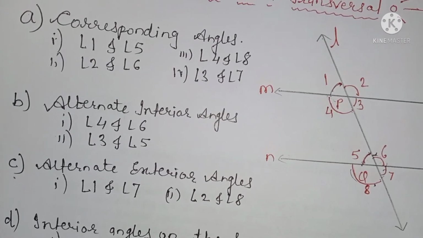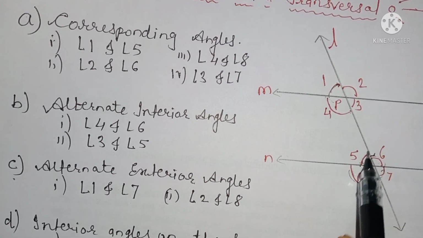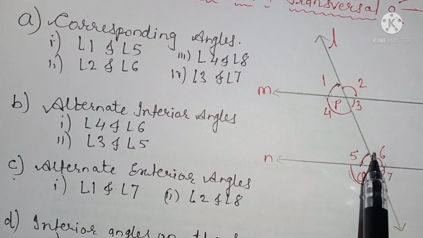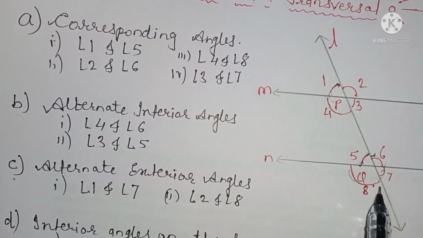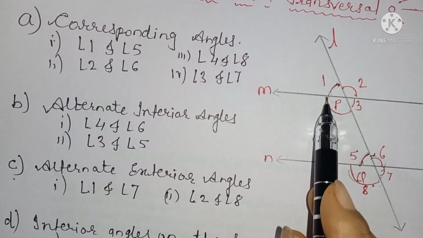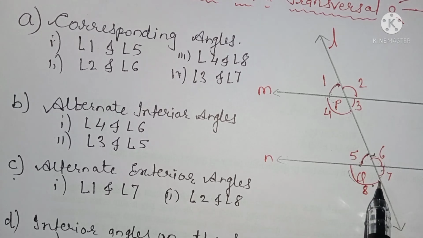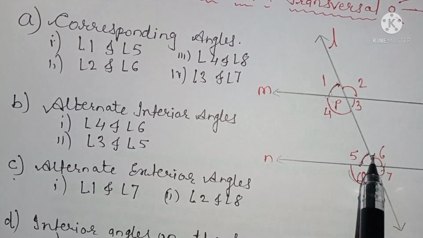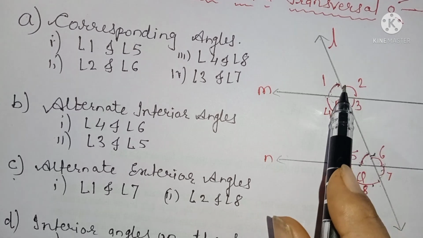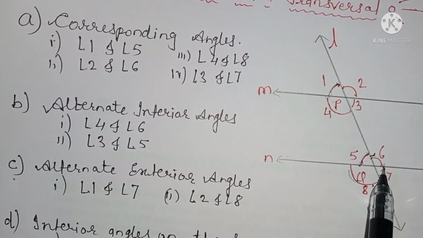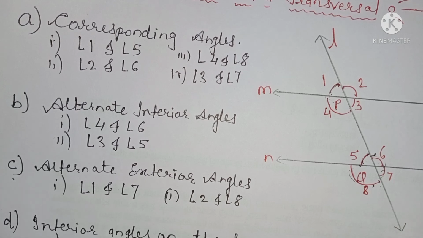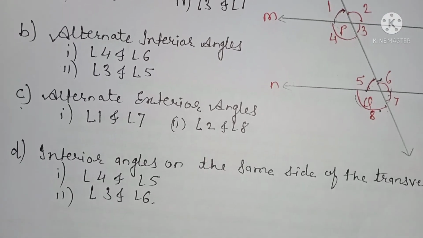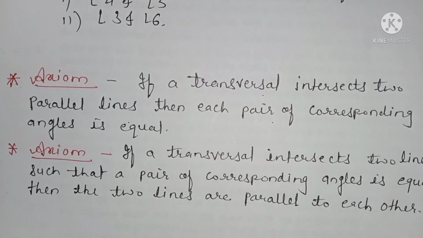Suppose here angle 1 and angle 5 are corresponding angles. So if angle 1 is 30 degrees, angle 5 will also be 30 degrees. Again angle 4 and angle 8 are corresponding angles. So if angle 4 is 60, angle 8 will also be 60. Same goes with angle 2 and angle 6. If angle 2 is 40 degrees, angle 6 will also be 40 degrees. And angle 3 and 7 are also corresponding. So if angle 3 is 100, angle 7 will also be 100. Understood? So corresponding angles are always equal in measure.